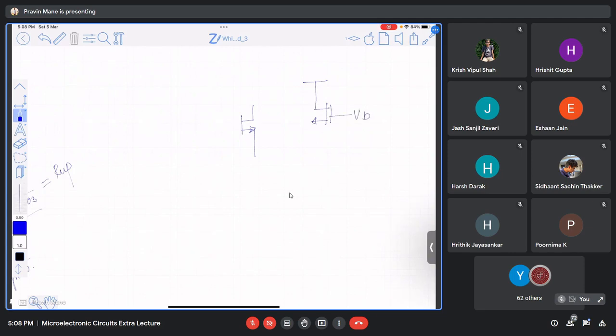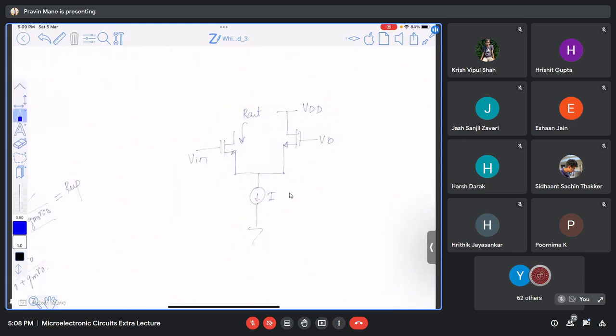VB is connected to ground. This is V in, and this is R out, which has to be calculated. This is VDD, and this is connected to ground through a current source, and it has been asked to find out the value of R out. So this is M1, M2. Can anybody tell me how I can write down the equation?